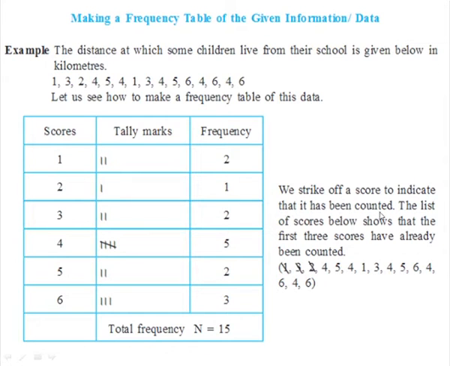Now, one more thing you have to do is, we strike off a score to indicate that it has been counted. Sometimes it may create confusion whether you have counted this score or not. For that, it is better to strike off the given score in the given data. As you have made the tally mark for 1, you will strike off 1. After making tally mark for 3, you will strike off 3. After making tally mark for 2, you will strike off 2 and so on. So in this way, we will make the frequency table for the given data.